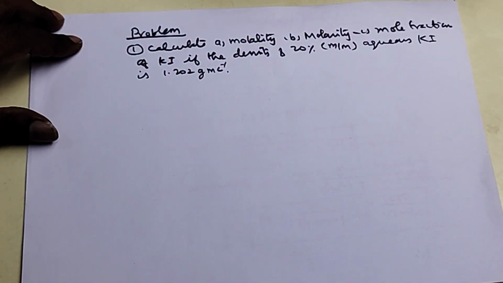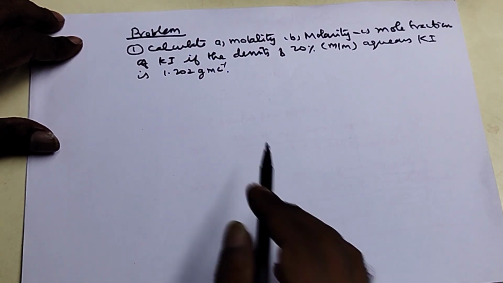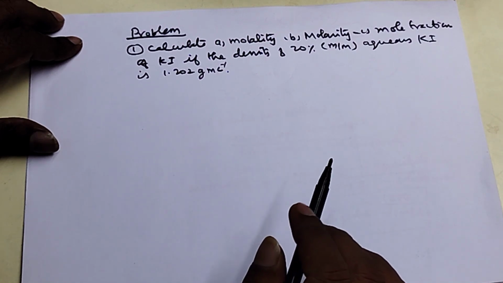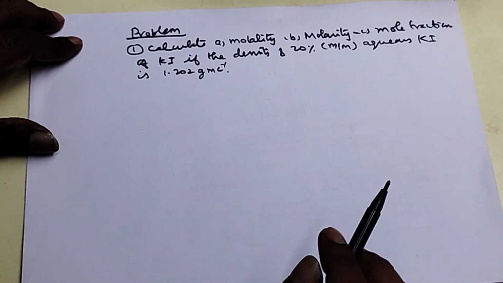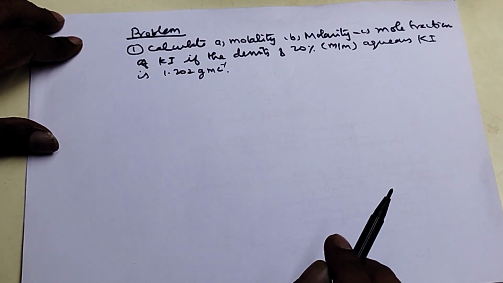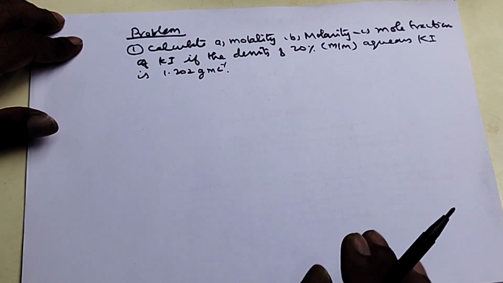Yes students, now we will take one example to solve the problems. Previously we discussed all the terms like molality, molarity, mole fractions. These are all involved in one problem, so we will take them one by one and solve it. I will read out the problem: calculate molality, molarity, mole fraction of potassium iodide, if the density of a 20% by mass aqueous solution of KI is 1.202 gram per milliliter.